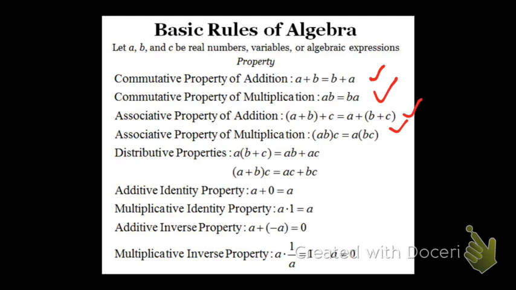Distributive property, well, I'm sure you're aware of that. That just means you have a number outside a parenthesis and a sum inside the parenthesis. Then you just multiply the two numbers inside the parenthesis by the number outside the parenthesis.